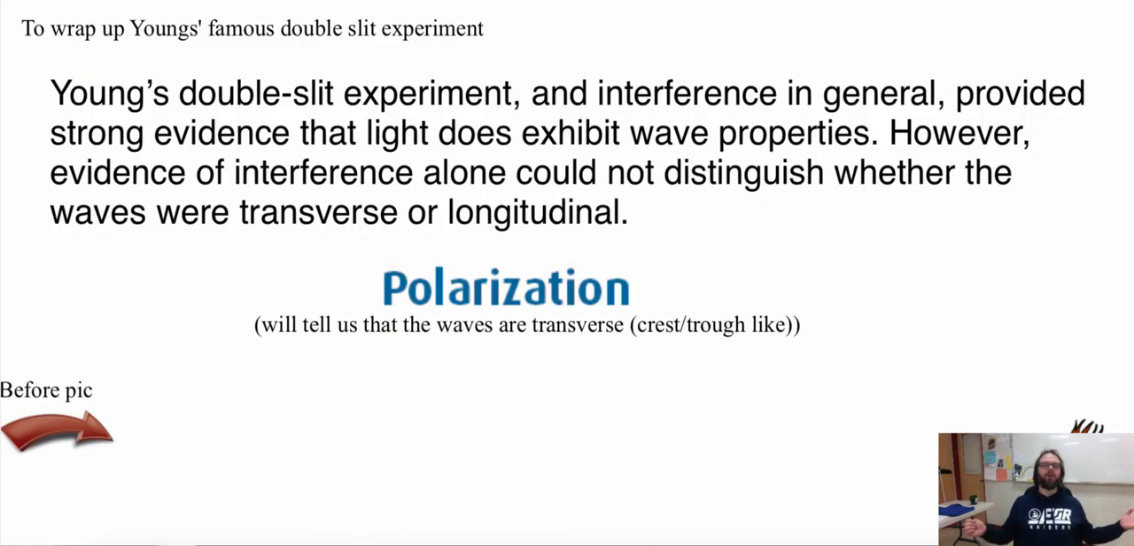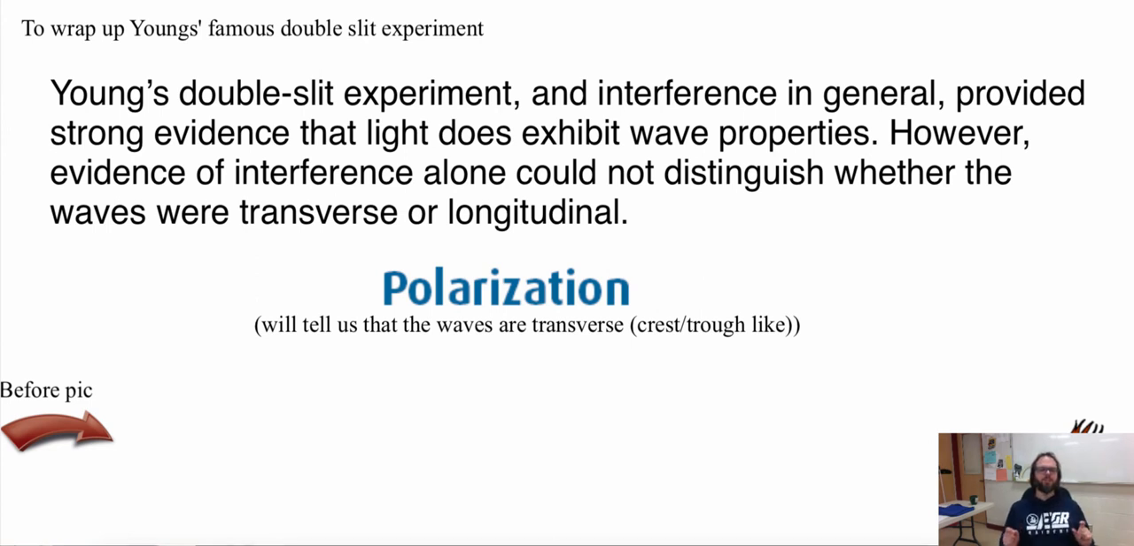So our last part here is going to deal with polarization. Many of you guys have heard of polarization, and you have polarized sunglasses and stuff like that. Now we're going to explain what exactly is polarization. Well, Young's double-slit experiment had an interference pattern in general and provided strong evidence that light does exhibit wave properties. However, people were not sure. Were these transverse or longitudinal?